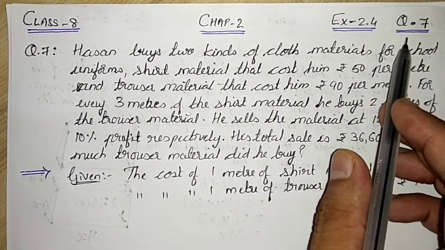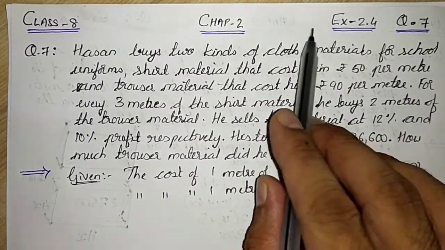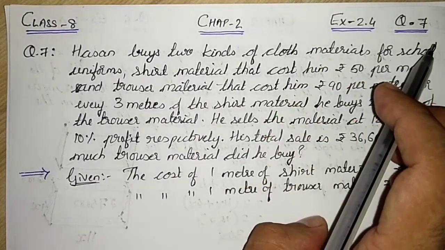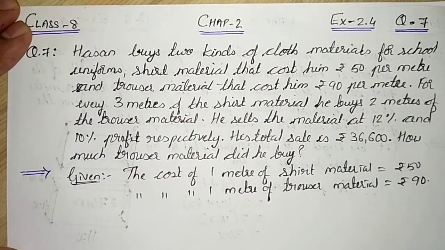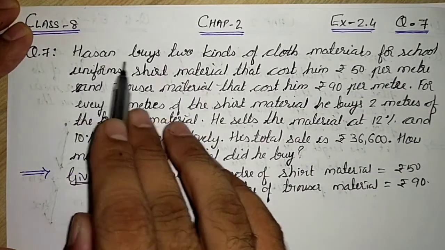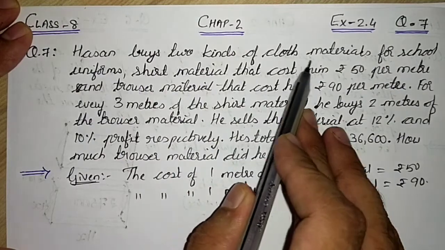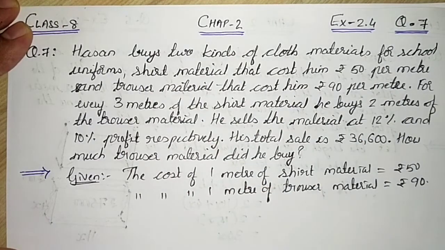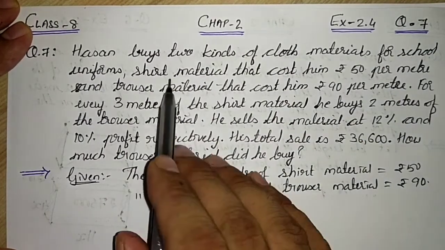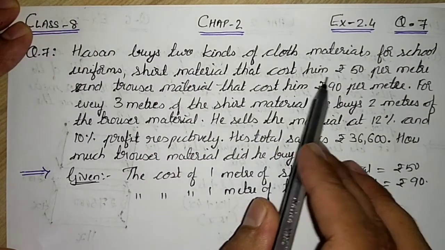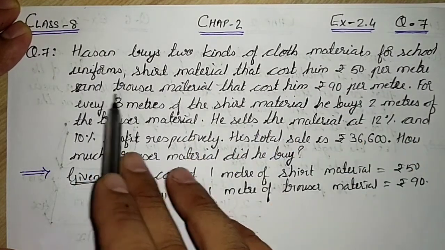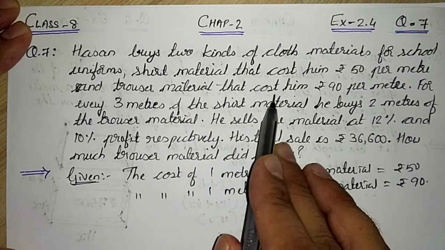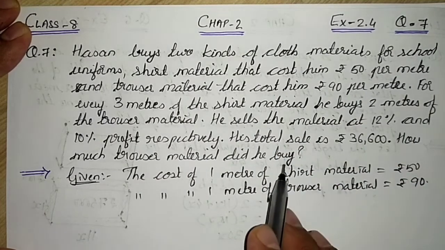We are in question number 7 of exercise 2.4, chapter 2, linear equation in one variable. So let us start. Hassan buys two kinds of cloth materials for school uniforms: shirt material that cost him rupees 50 per meter and trouser material that cost him rupees 90 per meter.